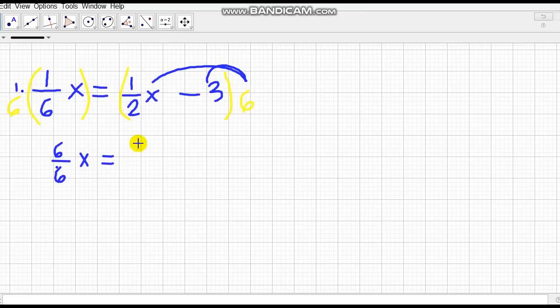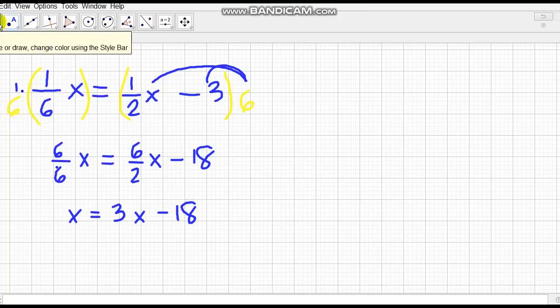1/2 times 6 would be 6 over 2 x. Remember, 1 times 6 is 6. Minus 3 times 6 is 18. 6 divided by 6 is 1, so we're left with x equals 6 divided by 2, which is 3x, minus 18.